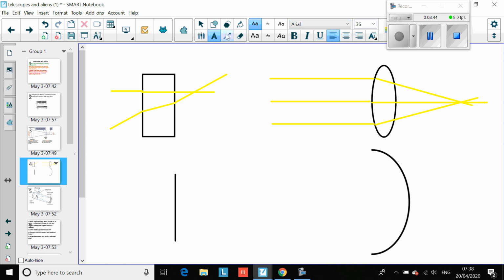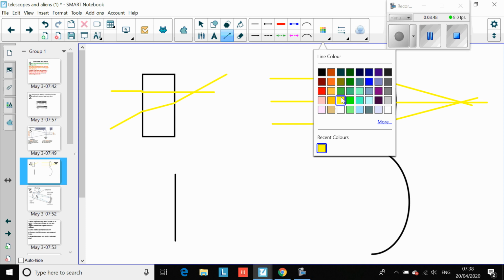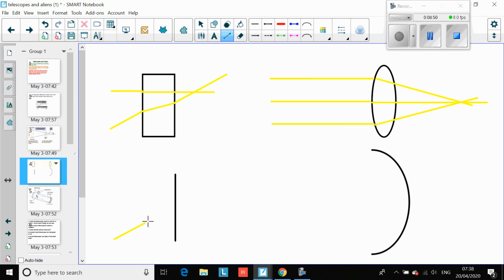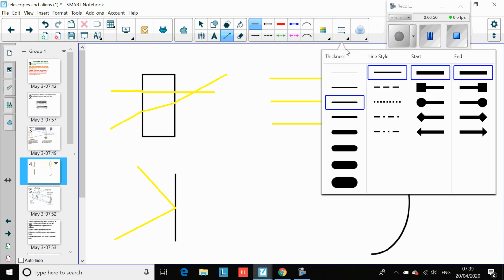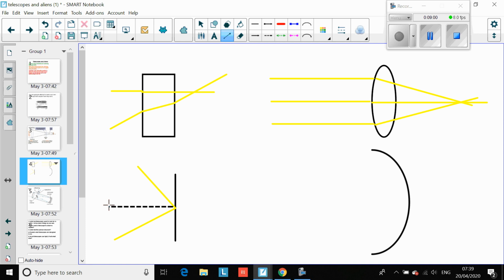If we do something similar with this, hopefully you remember that when a beam of light hits a mirrored surface, it will reflect, and the angle of incidence is equal to the angle of reflection. So basically, whatever the angle of the beam of light coming in is, the beam coming out has the same angle. I haven't drawn this very accurately, but you get the idea, I hope.